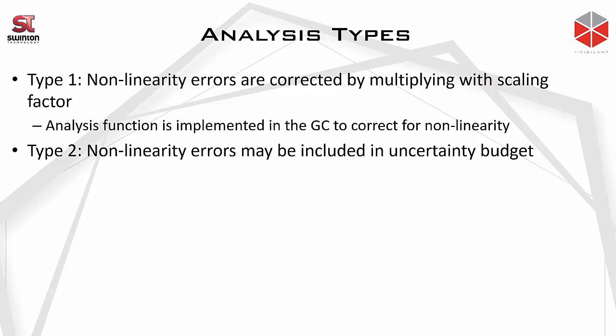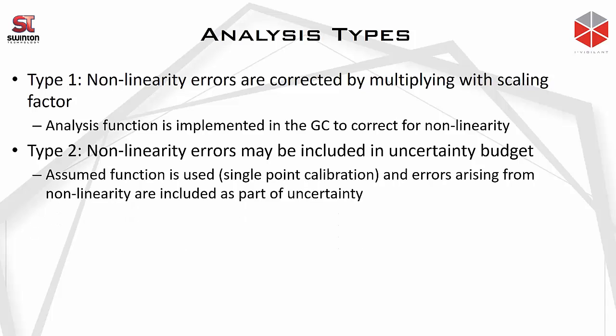So what it does here, basically, the assumed function is used, which is the single point calibration, and any errors that arise from the nonlinearity or the bias need to be included as part of the uncertainty. So let's say we have a bias of 0.05 megajoules per standard cubic meter, or let's say 0.1% of a bias introduced by the system. That 0.1% needs to be added arithmetically to our uncertainty budget of the CV measurement.